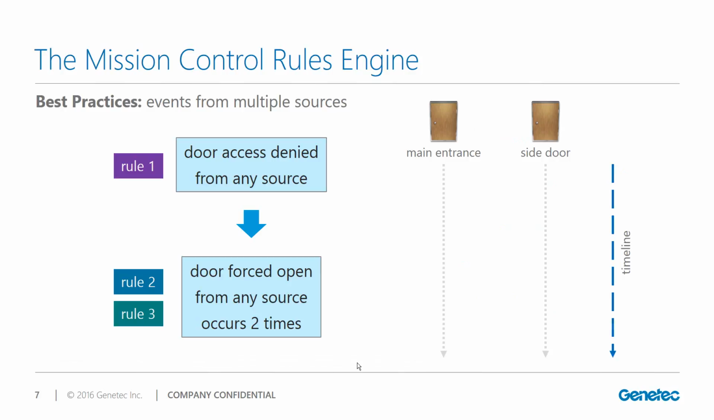Let's take a look at some best practices, and we'll start by looking at a situation where we get events from multiple sources. So when we're setting up our triggers for a particular incident, we want our first rule to be that we get a door access denied from any source.